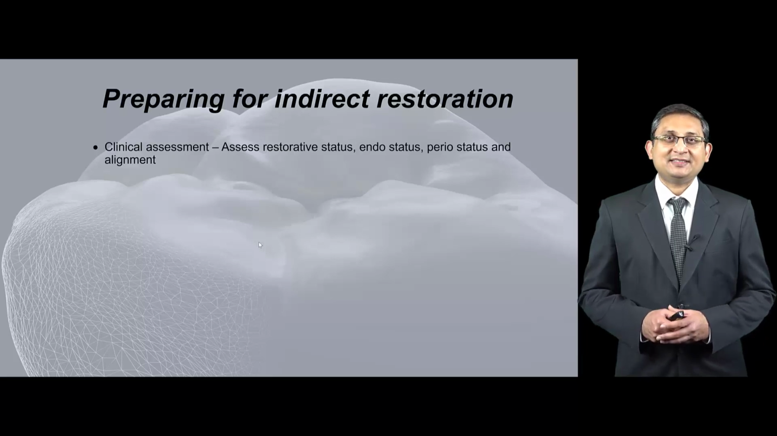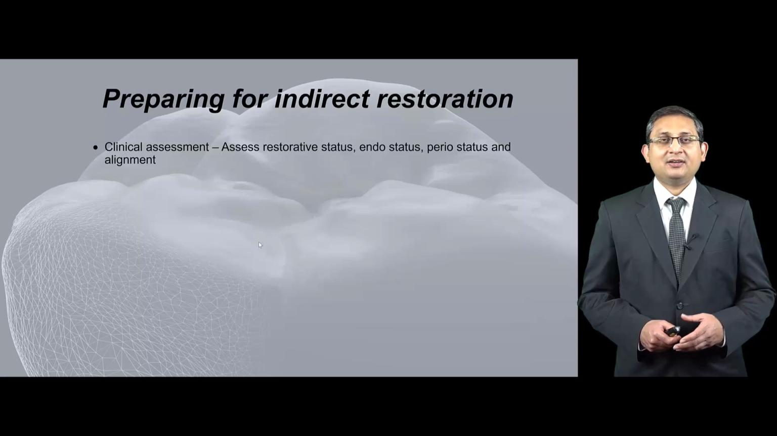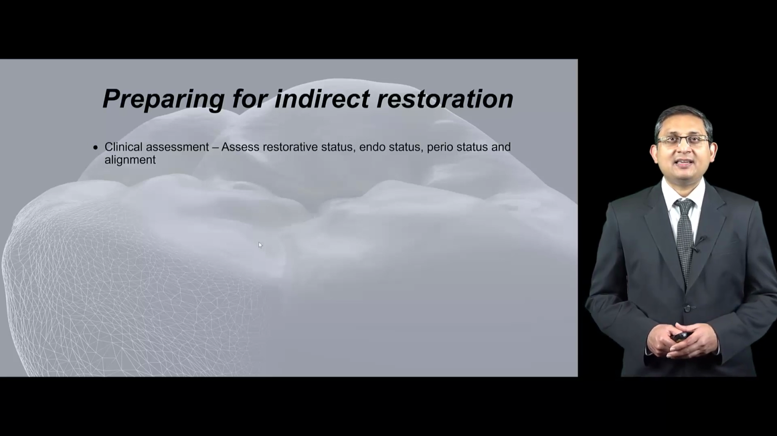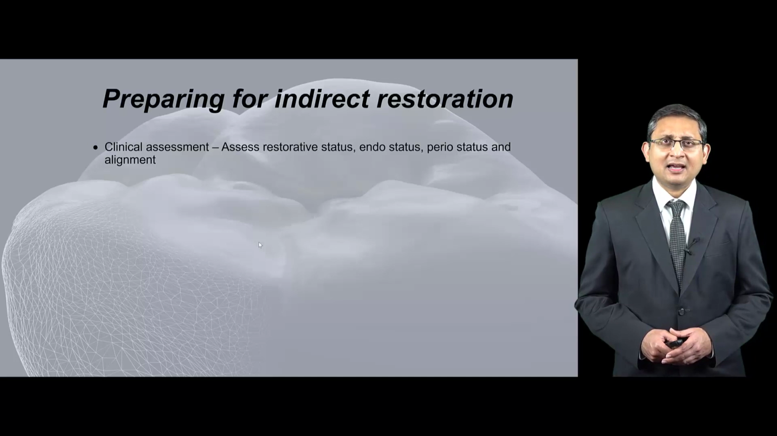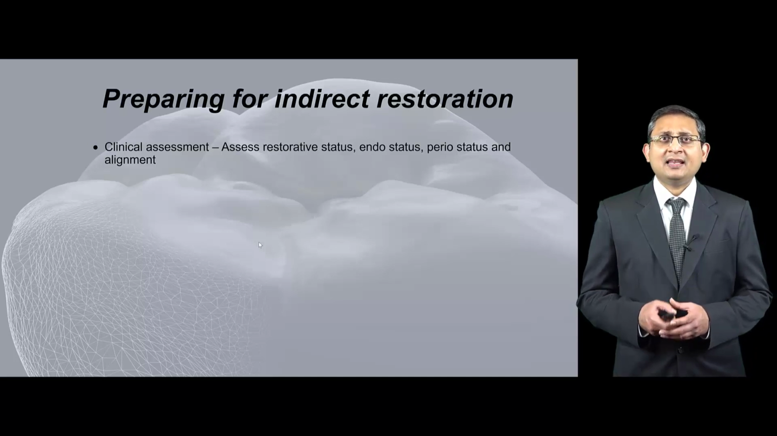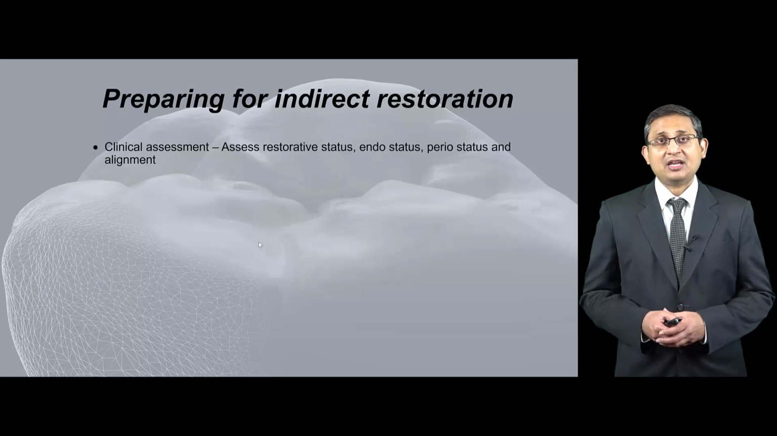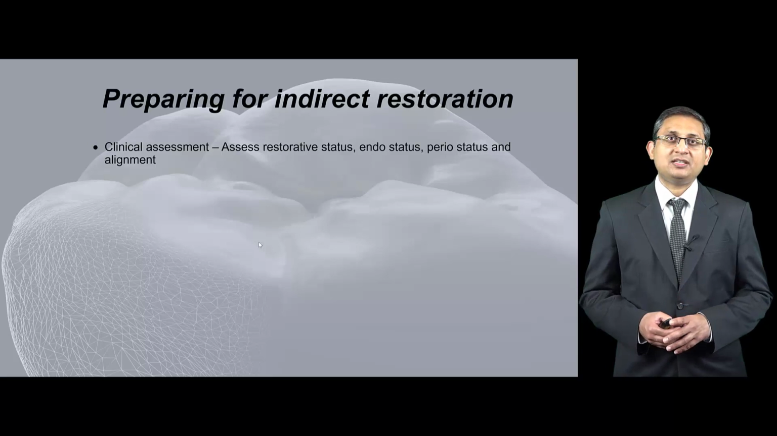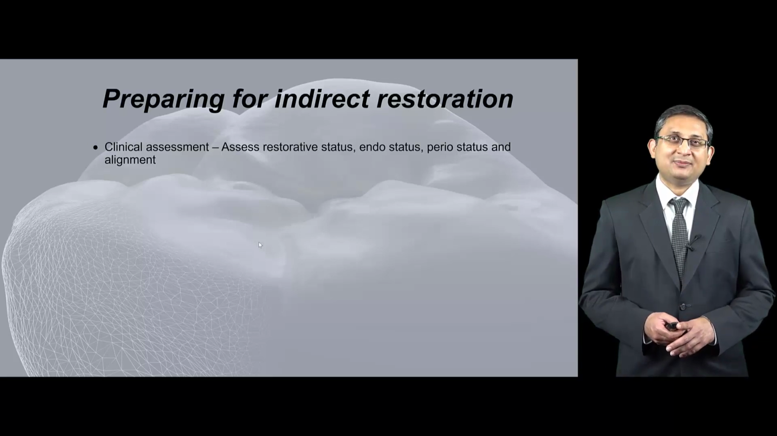You need to make sure you assess the restorability of the tooth. You assess the endodontic status, you assess the periodontal status, and you assess whether the tooth is in alignment with the other teeth, or in the alignment where you want it to be. Because if you are doing indirect restoration, you can change the shape of the teeth, you can change the direction of the teeth sometimes, and this is something you need to discuss with the patient.